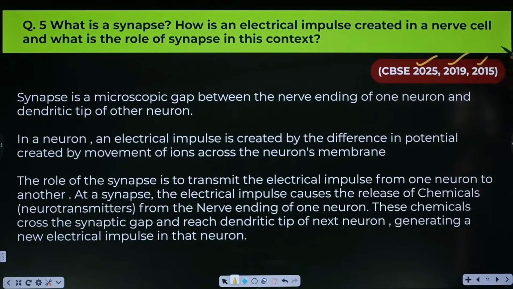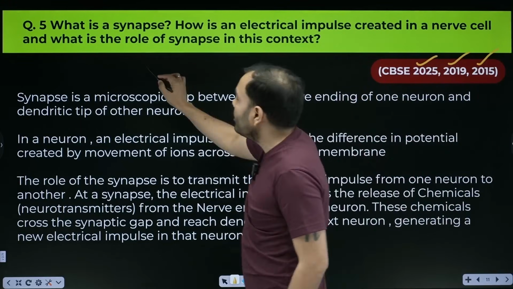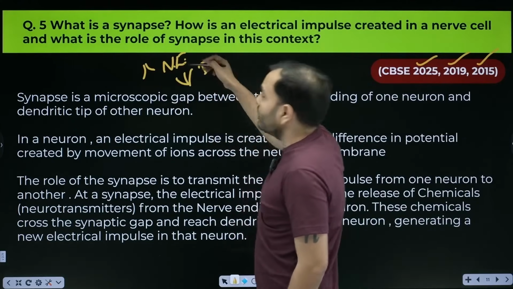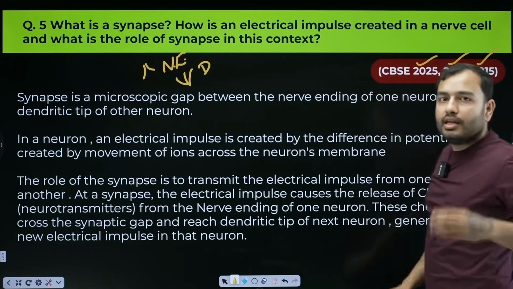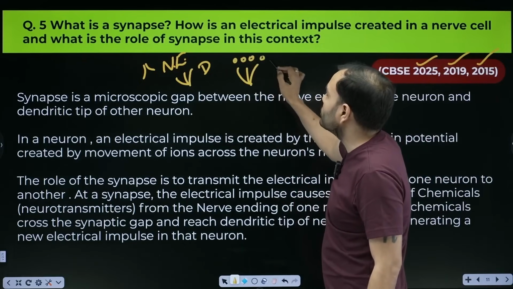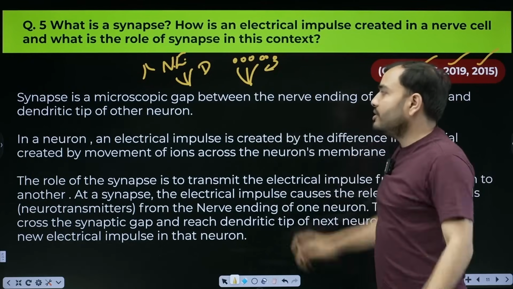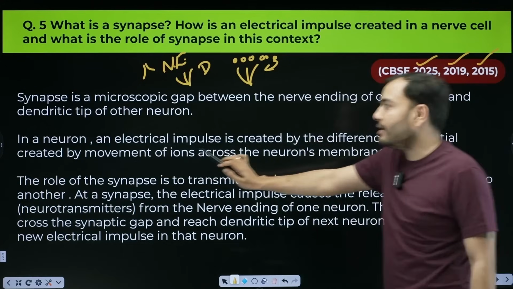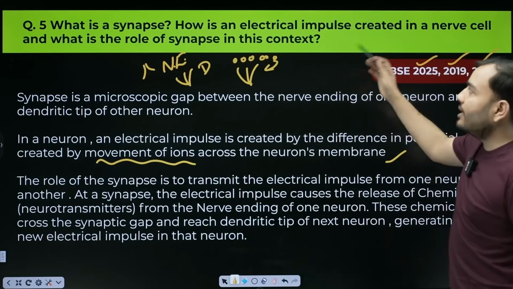CBSE 2019, 2015. What is a synapse? Synapse is the microscopic gap between the nerve ending of the first neuron and the dendrite of the next neuron. How is the electric impulse created in a nerve cell? What happens near the dendrite? These are chemicals. This chemical reaction causes movement of ions, due to which an electric impulse is generated. In a neuron, an electric impulse is created by the difference in potential created by, remember this, movement of ions across the neuron membrane.